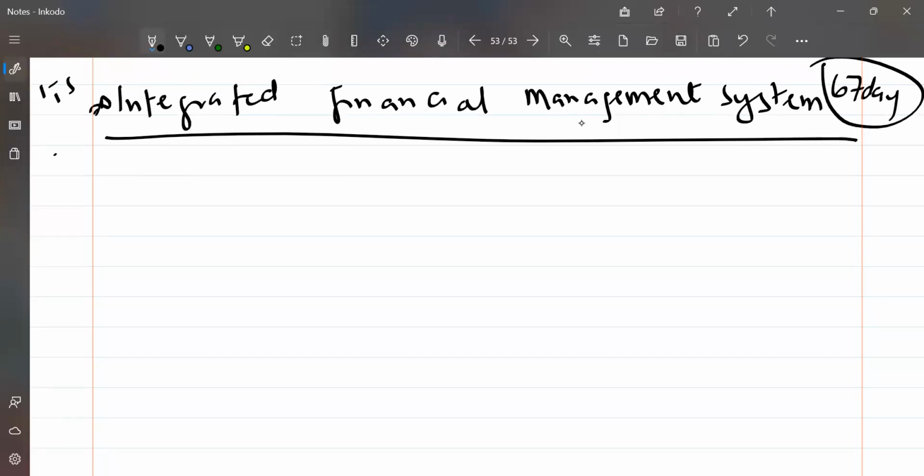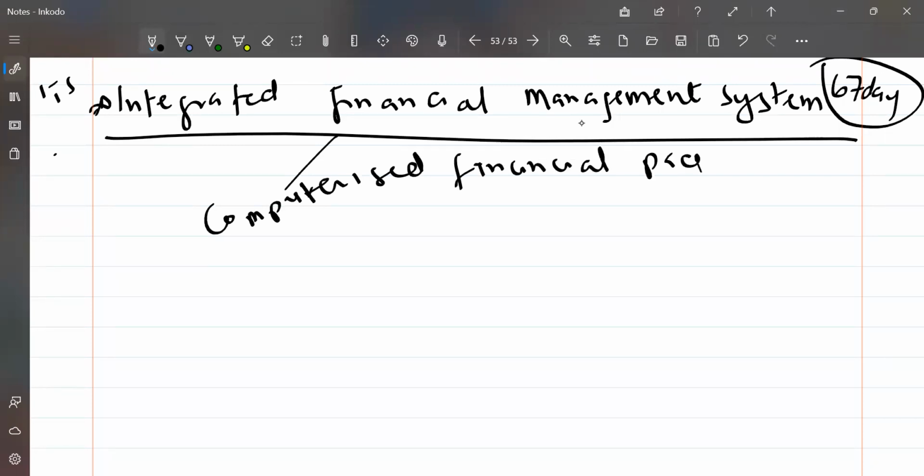What is GIFMIS? GIFMIS is a computerized financial package. Treasury single account was what? A cash management system. But GIFMIS is a computerized financial package. So it's like we're working in the private sector. It's like our accounting software that we use, the HR software, the clock in and clock out. So GIFMIS is a computerized financial package that enhances transparency and effectiveness of public resource management.